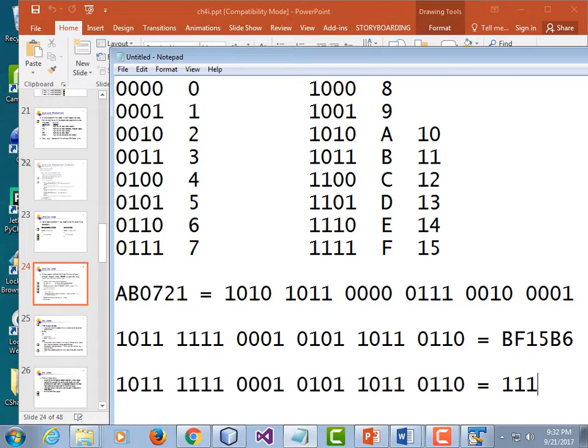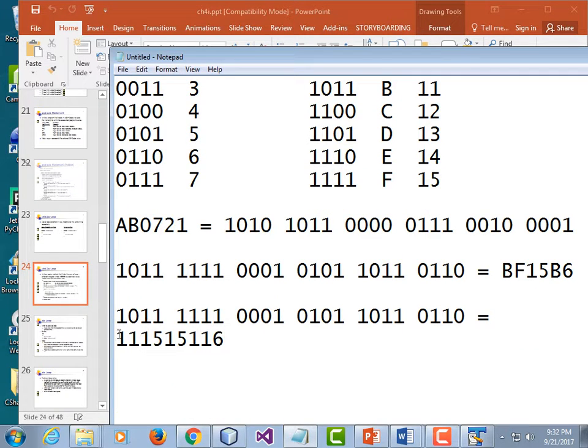An F is a 15. A 1 is a 1. A 5 is a 5. A B again is an 11. And then a 6 is a 6. So say we had that. That's not really good enough. If you're reading this, you can't really figure out if this is 11 followed by a 1 followed by a 5, or if it's a 1 followed by an 11 followed by a 5. You have to set it up so that each one takes up 2 digits.